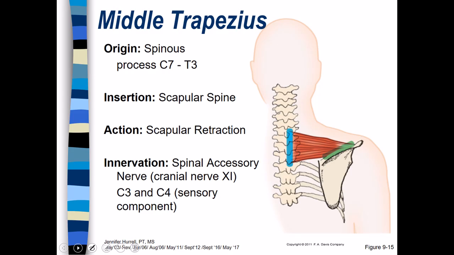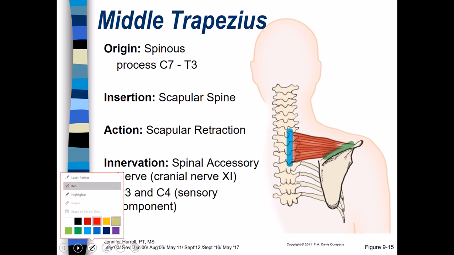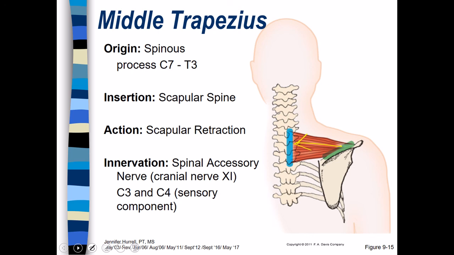All right, middle trap. Origin, spinous processes T7 through T3, coming across to the scapular spine. As the scapular spine gets pulled back in toward the origin, the line of pull is going straight that way, so we're going to get scapular retraction. That's the only motion there. It's a pretty pure line of pull, so we're going to have purely that one motion. All right, innervation, again, spinal accessory nerve, which is cranial nerve number 11. And again, don't worry about the sensory component.